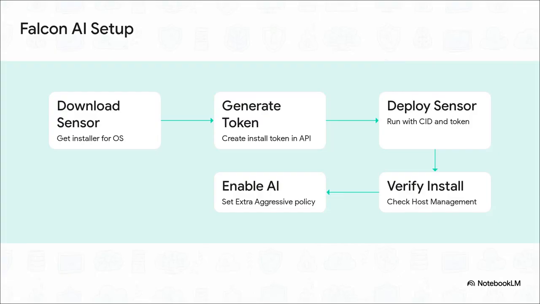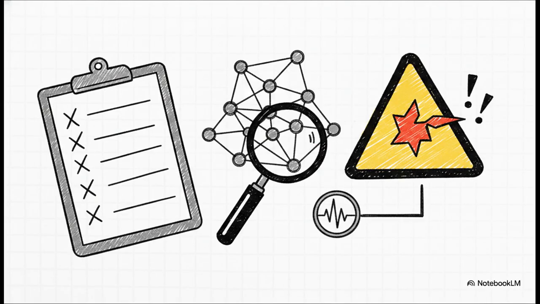So, how do we get the endpoint detective up and running? Let's check out the deployment steps for CrowdStrike Falcon AI. Notice Step 5 in particular. When a smart organization like SecureFlow Enterprises rolls this out, they don't just quietly turn it on. They configure the prevention policy to extra aggressive mode for AI threat blocking. This ensures maximum endpoint defense, leaning heavily on machine learning to stop threats before they even have a chance to execute.